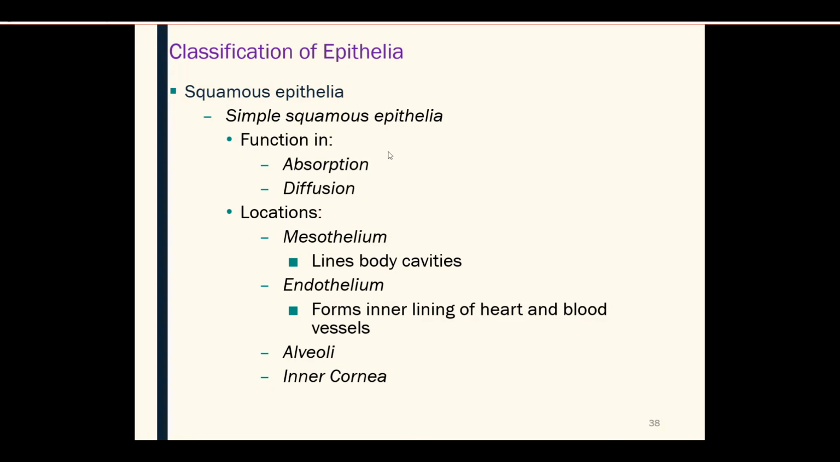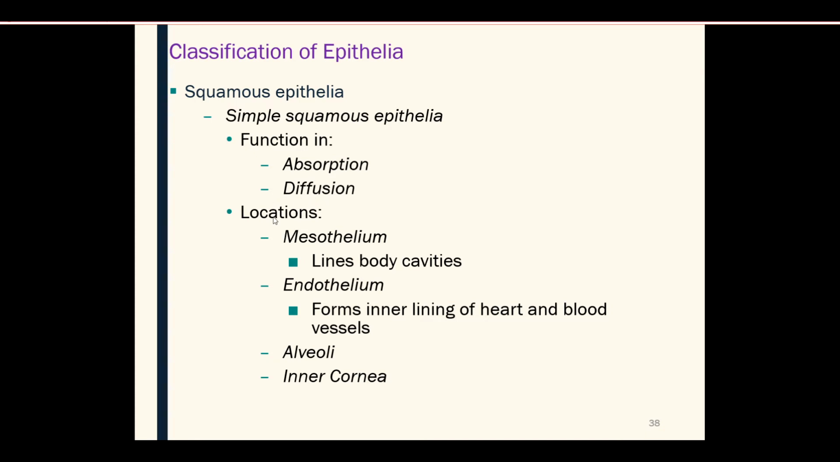So generally, guys, these are again one layer of flat cells. So we see them in places where there's going to be absorption and diffusion, right? These cells are involved with absorbing things, or maybe they're allowing a diffusion of things through the cells, like maybe blood gases, that type of thing. So where do we find them?